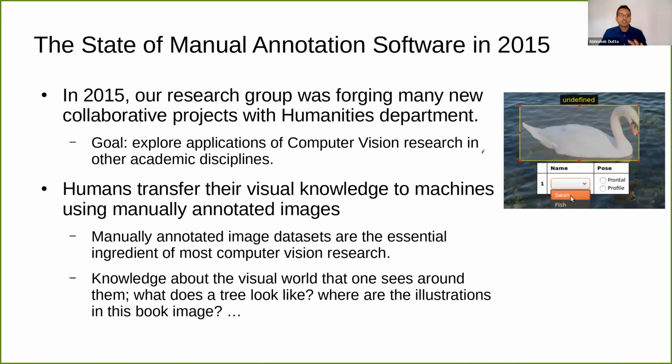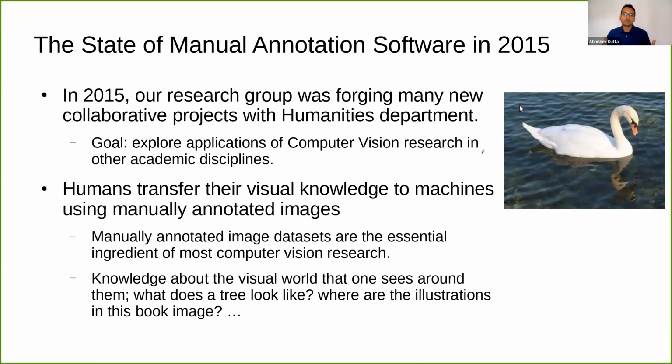In 2015, I want to tell you a bit about the state of manual annotation tools back then. A manual annotation tool is a software that allows a human to draw regions in an image and then define those regions using keywords, as you can see on the right-hand side in this animation.